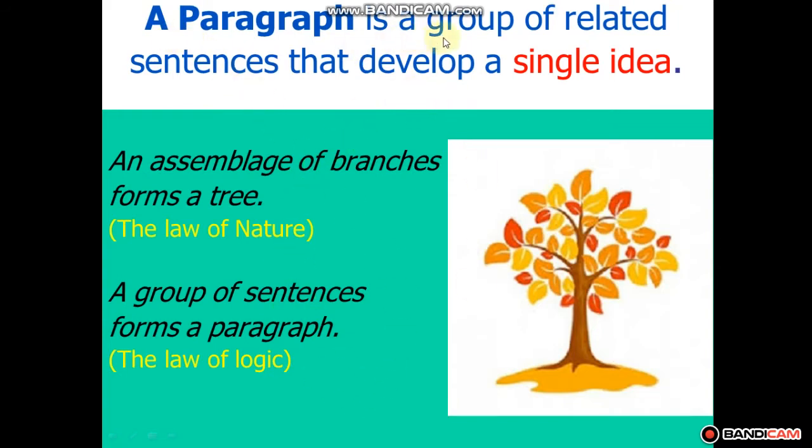So a paragraph is a group of related sentences that develop a single idea. A single idea. You got to remember this point. When it comes to a paragraph, we always have a single idea, not 2 or 3 ideas. All right.